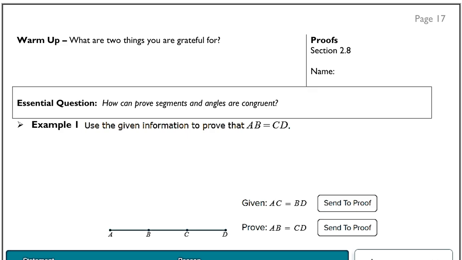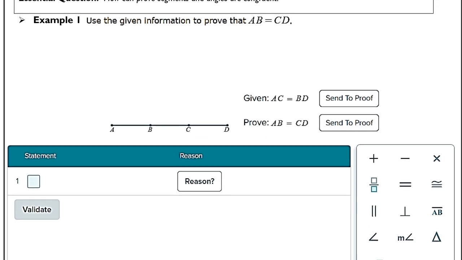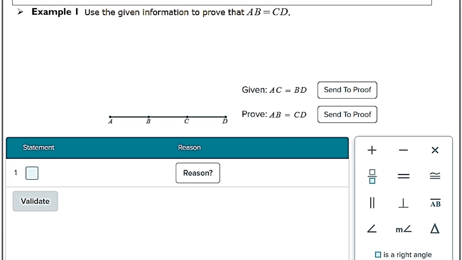So how can I prove segments and angles are congruent today? We're going to show things that are going to be congruent to each other. So let's go ahead and look down here. It looks a little crazy. We're going to be using the given information to prove that segment AB is equal to CD. That's what we're trying to prove.